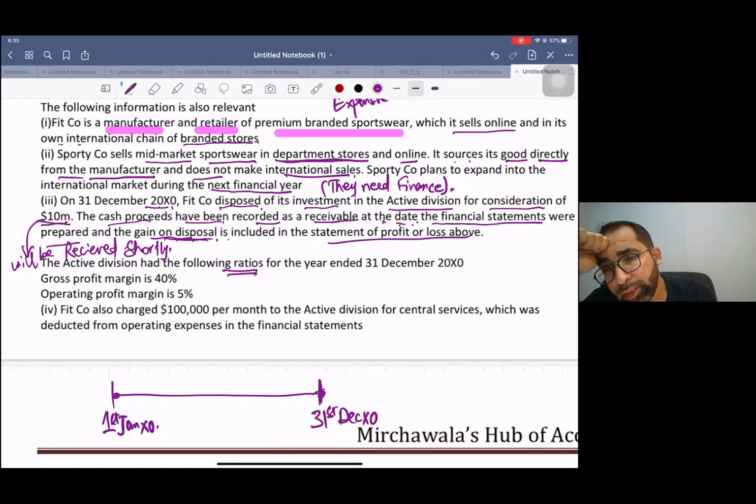Now, what do you think? This gain on disposal is a routine thing or one-off thing? Comment, please. Write on the chat box. This gain on disposal is one-off. Very good. Very good. One-off.